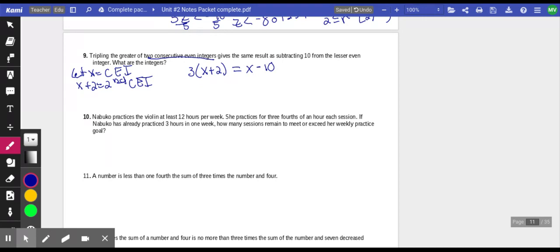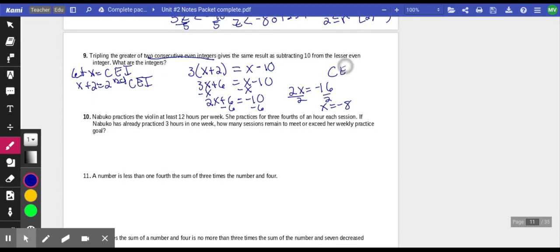So now I solve. So that's 3x plus 6 equals x minus 10. I'm going to subtract x from both sides, and I have 2x plus 6 equals negative 10. I'm going to subtract 6, and I get 2x equals negative 16. Divide by 2, x equals negative 8. So my consecutive even integers are negative 8 and negative 6.